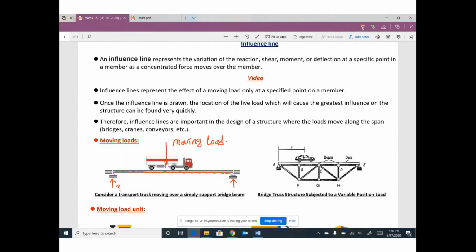So we need to draw a diagram called an influence line. We need to draw the influence line for reaction, the influence line for shear, and the influence line for moment. Actually, this topic applies to beams and trusses. But in this course, we will cover only beams.